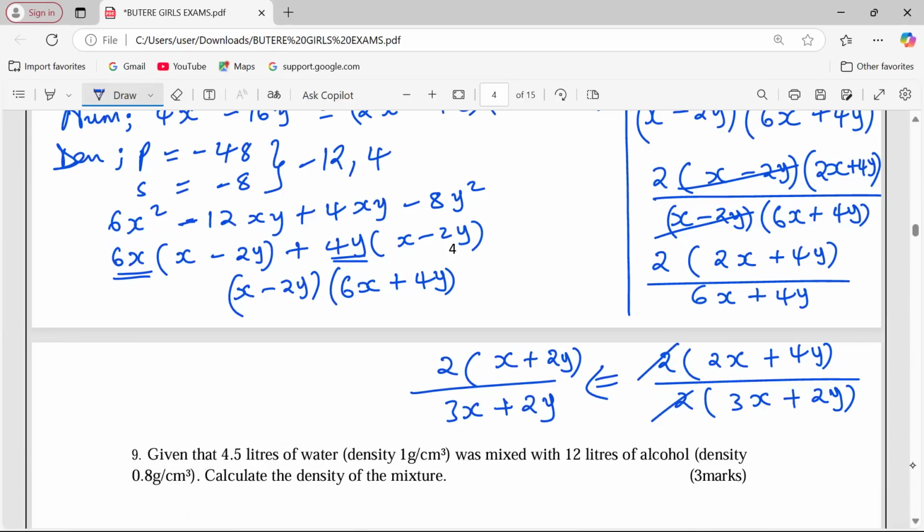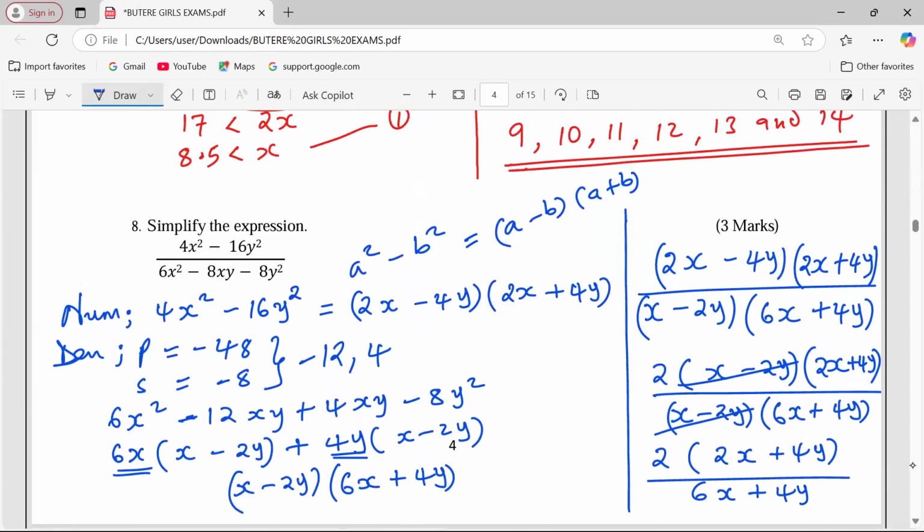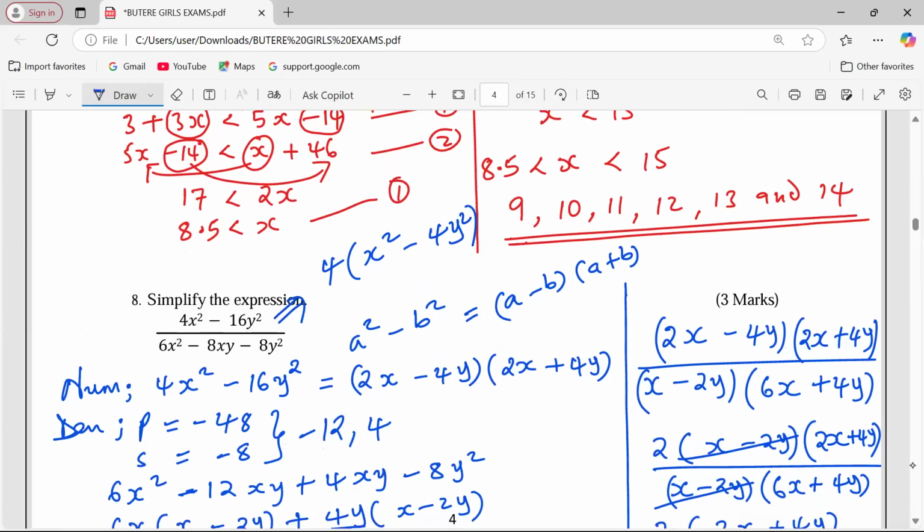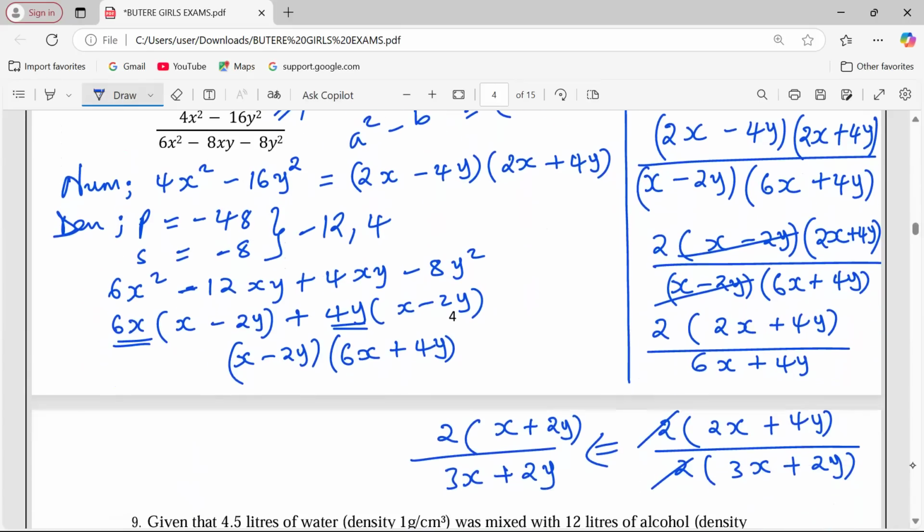So this one now will act as the most simplified answer. It's good for you to remember that you can even initiate the cancellation from the initial stages, whereby you make the numerator very simple by factoring out 4 from x squared minus 4y squared. And you see it's still a difference of 2 squares inside the brackets, so that you factorize further from inside the bracket. They will still simplify to the same thing.